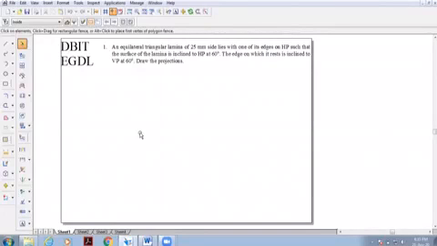So problem number one: an equilateral triangular lamina of 25 mm sides lies on one of its edges on HP such that the surface of the lamina is inclined to HP at 60 degrees. The edge on which it rests is inclined to VP at an angle of 60 degrees. Draw the projections of the lamina. So this is the problem we are going to see.